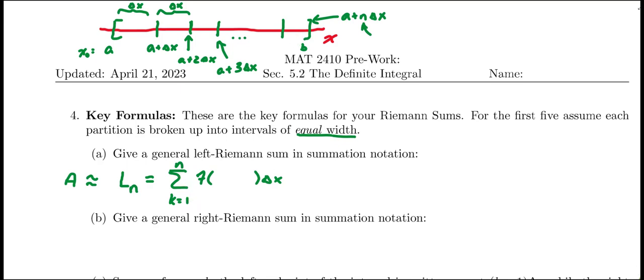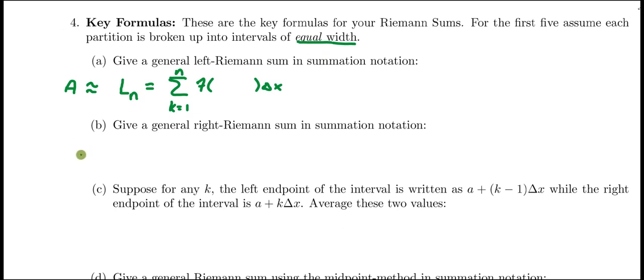And in fact, let's just make sure we get this part down here. For our right endpoint method, it's going to look very similar. It's going to be R sub n, and it's again going to be the sum from k equals 1 to n of f of, and then delta x. But the hard part is, what do we decide to place here?